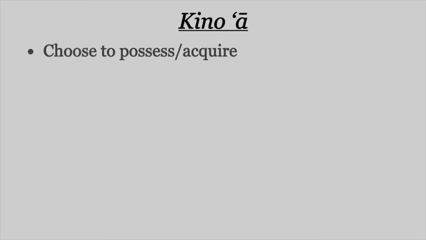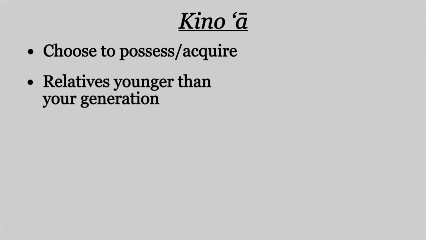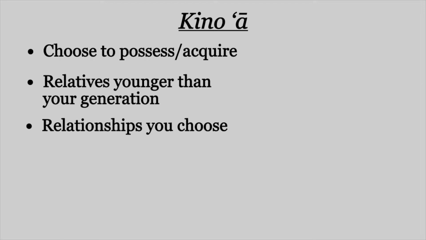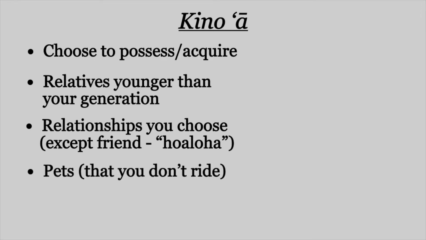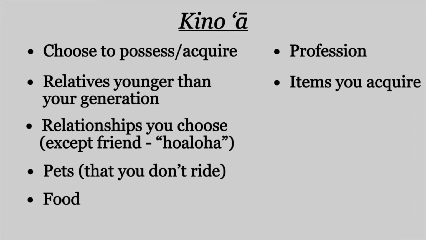By contrast, kino a objects are things you did choose to possess or you acquired. They include relatives younger than your generation, such as children or grandchildren, as well as other relationships that you choose, such as your spouse or significant other. One exception here is friend. Though you do choose your friends, words that start with hoa, such as ho'aloha for friend, are actually kino o objects. Kino a objects also include your pets, as long as they're not animals that you ride, food, your profession, and all other items you acquire, books, computers, TV.